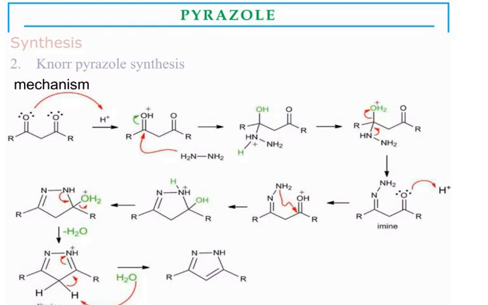Now the mechanism. You can see the acid attacks the oxygen, and then hydrazine attacks the carbon, making a carbon-nitrogen single bond. Then rearrangement, then breaking of the OH bond, formation of imine, and then formation of the cyclic compound. Cyclization occurs through the lone pair of nitrogen on the carbonyl carbon, and then further rearrangement. After dehydration, you will get the pyrazole.